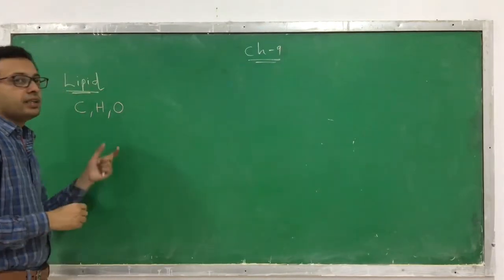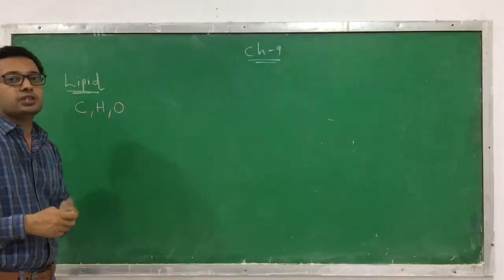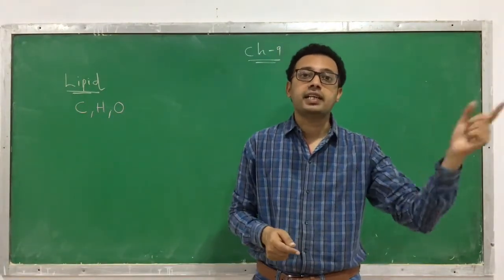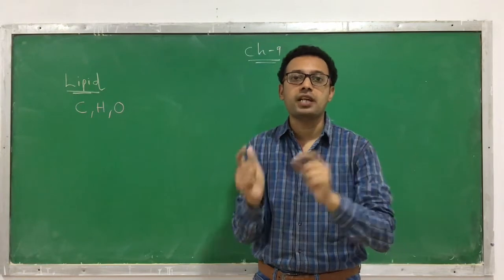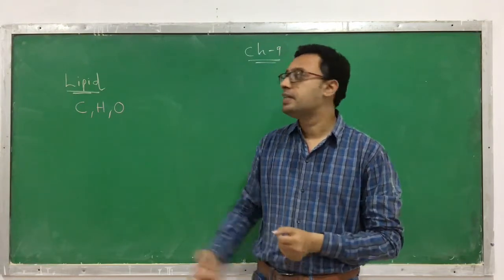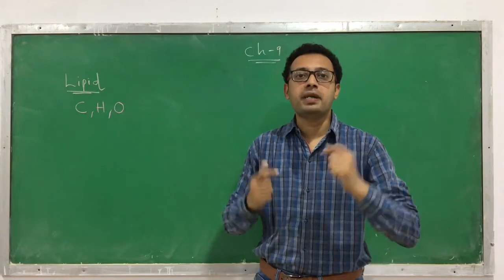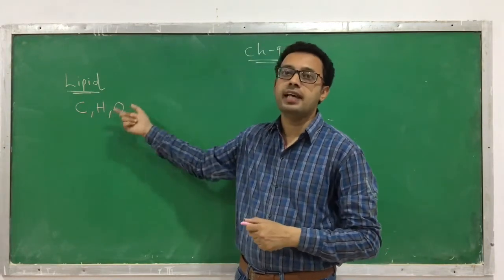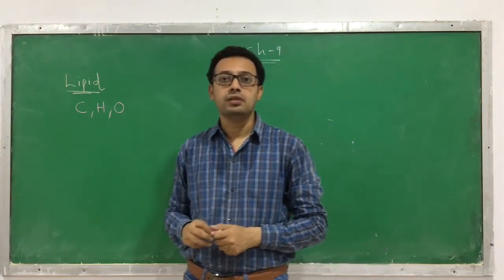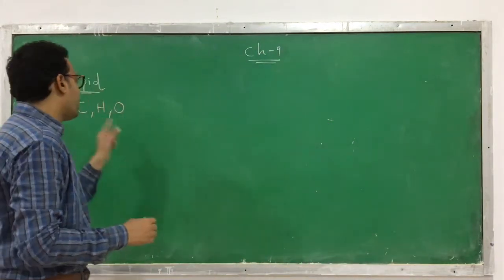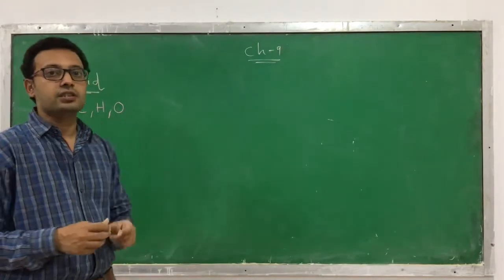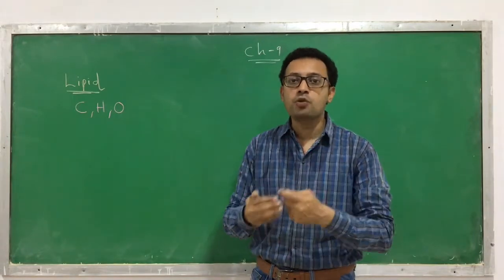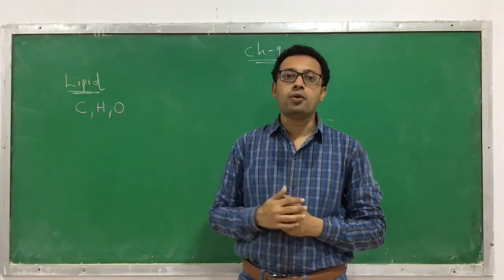Now see what about hydrogen and oxygen. Here the ratio of hydrogen and oxygen is not maintained, whereas in the case of carbohydrates the ratio of hydrogen and oxygen is 2:1. But here it is clear that the number of hydrogen atoms is much higher than the number of oxygen atoms. In short, lipids are made up of carbon, hydrogen and oxygen, and the number of hydrogen atoms in a lipid molecule is much higher than the number of oxygen atoms.